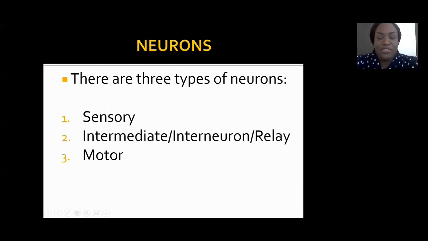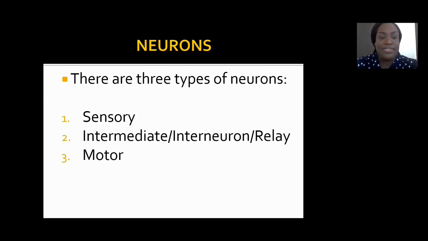There are three types of neurons, okay? These specialized cells come in three different forms. They all look different from one another. They're going to have a different structure as well as function. So the structure of the neuron really dictates what the job it has to do, okay? So there are three types.